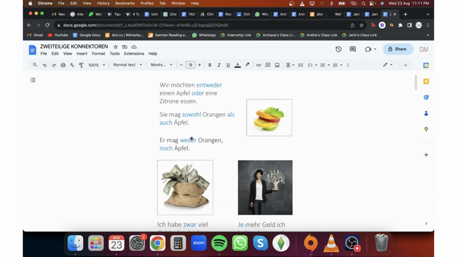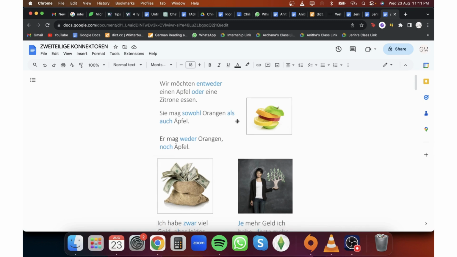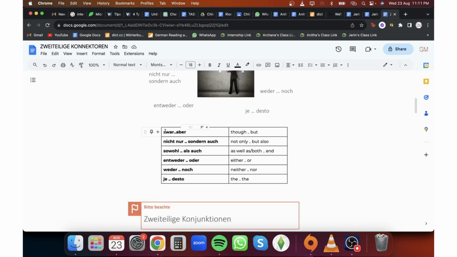The opposite of this is weder noch. Mag weder Orangen noch Äpfel. So he likes neither oranges nor apples. Sowohl als auch. Sowohl als auch means, and don't worry, I've written the meanings over here, all of them for you. There are 6 that we're going to be doing in total, right? So all of the meanings are here.